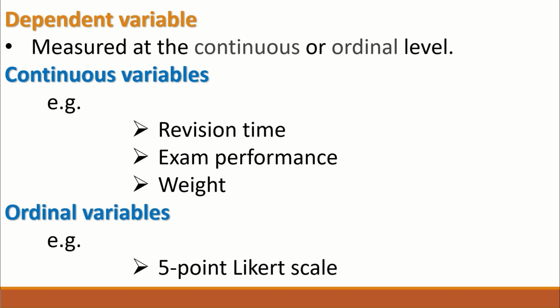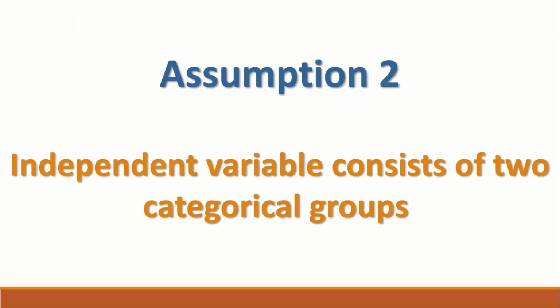An ordinal variable is a categorical variable but with order in it, such as the 5-point Likert scale that is used in questionnaires and surveys, in which the response from the participant is given on a scale from 1 to 5, 1 for strongly disagree and 5 for strongly agree. So there is a category in the response and there is an order. So it's called ordinal variable or ordinal data.